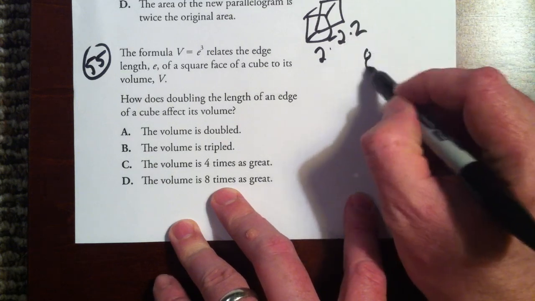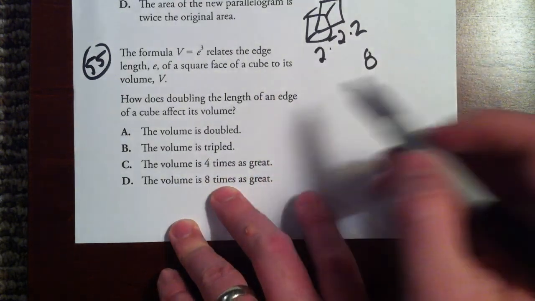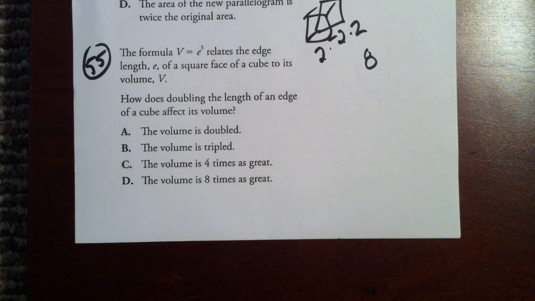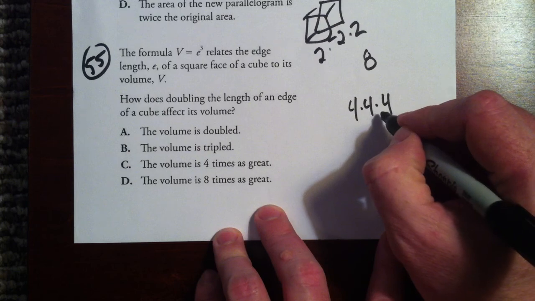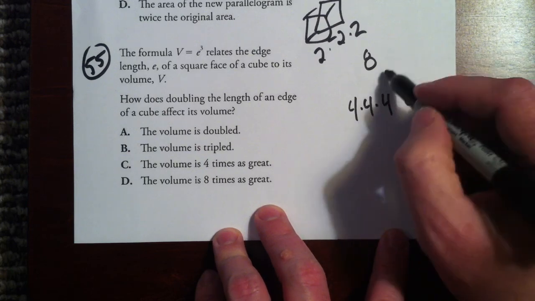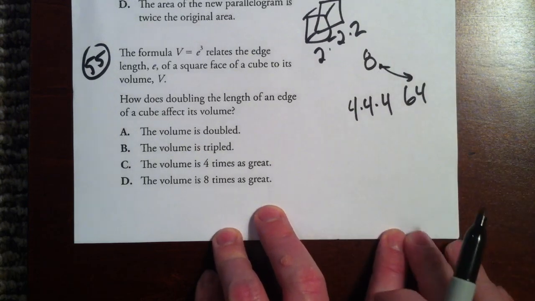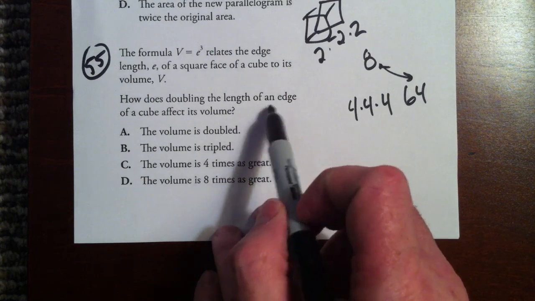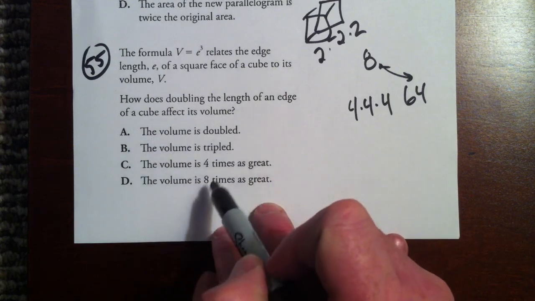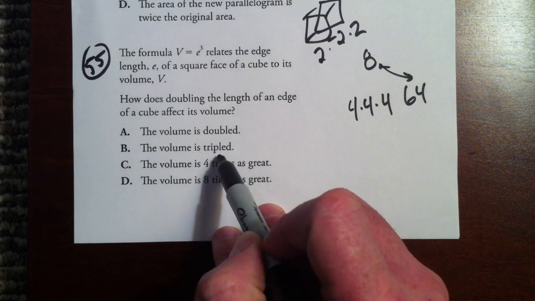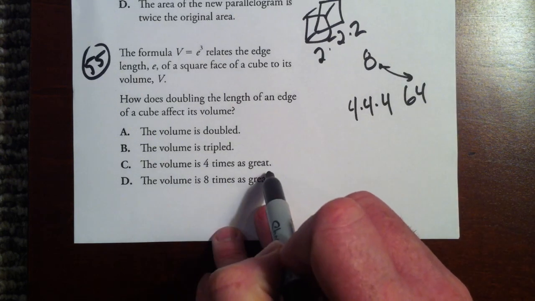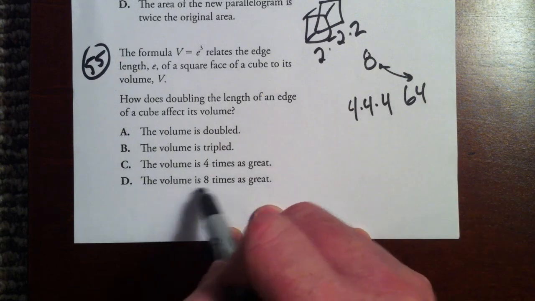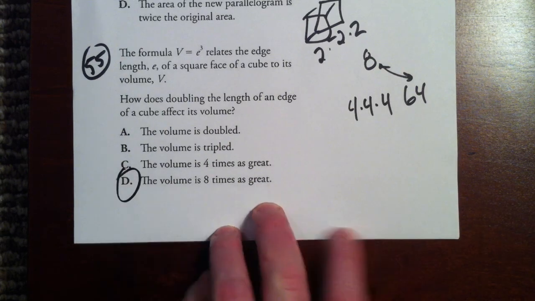Well, why don't we double the size? Because if we do that on a cube, we have to double them all for it still to be a cube. That's going to make it 4 times 4 times 4. 4 times 4 is 16, times 4 is 64. So we're going from 8 to 64 here. How does doubling the length of the edge of the cube affect its volume? Is it doubled? No. Is it quadrupled? No, because this is going up by a factor of 8. The volume is 8 times as great. Choice D.